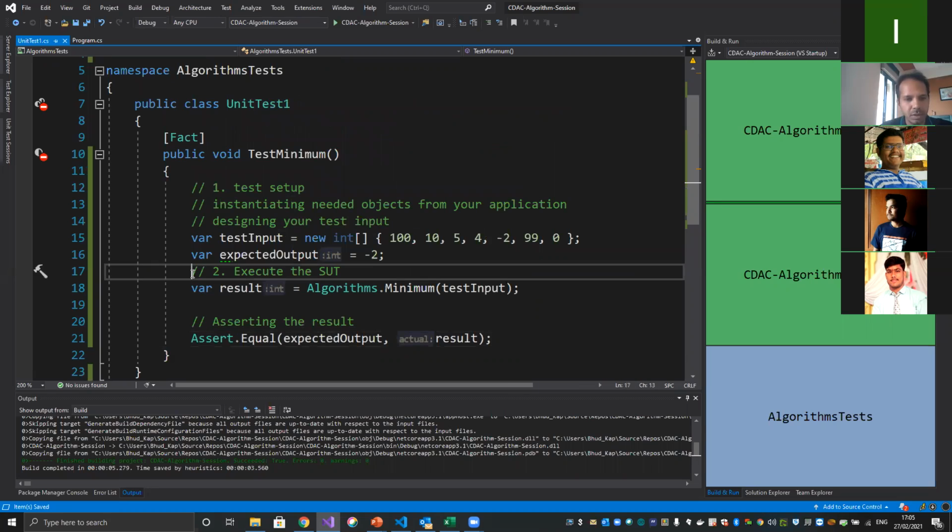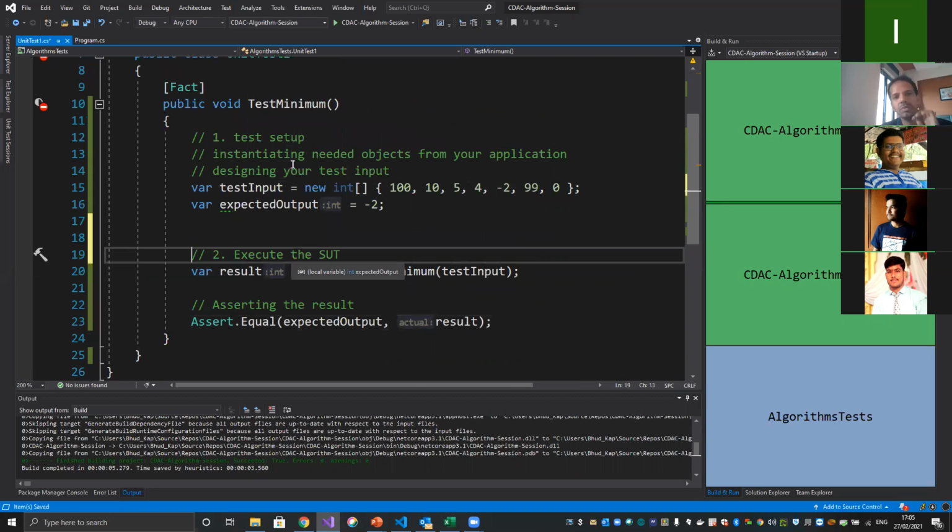So there are 3 parts to a test. You instantiate objects from your application which are required to, let's say, set up the test. You design your test input, then you execute the system under test, the very thing that you want to check. And then eventually you take that result. You already know what the expected output must be because you designed the test input. And then you're asserting whether the input and the outputs match or not.